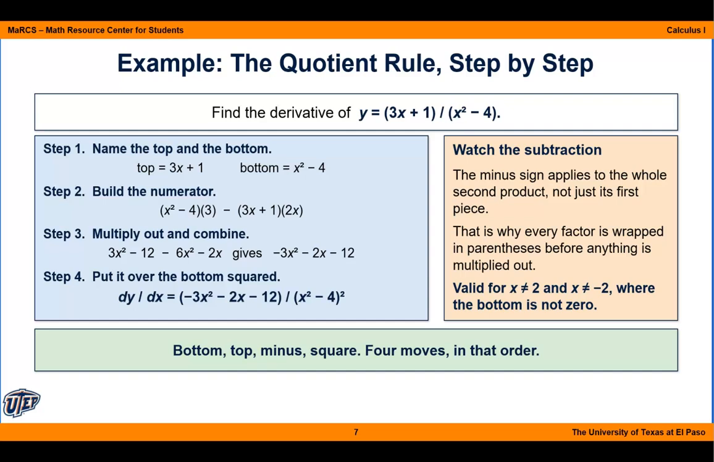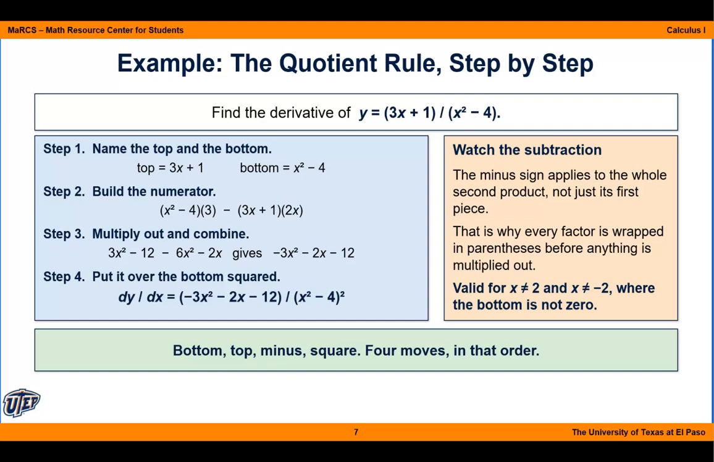Let's apply the quotient rule to the following function. y is equal to (3x + 1) divided by (x² - 4). Let f(x) equal 3x + 1 and g(x) equal x² - 4. Then f'(x) is equal to 3 and g'(x) is equal to 2x.